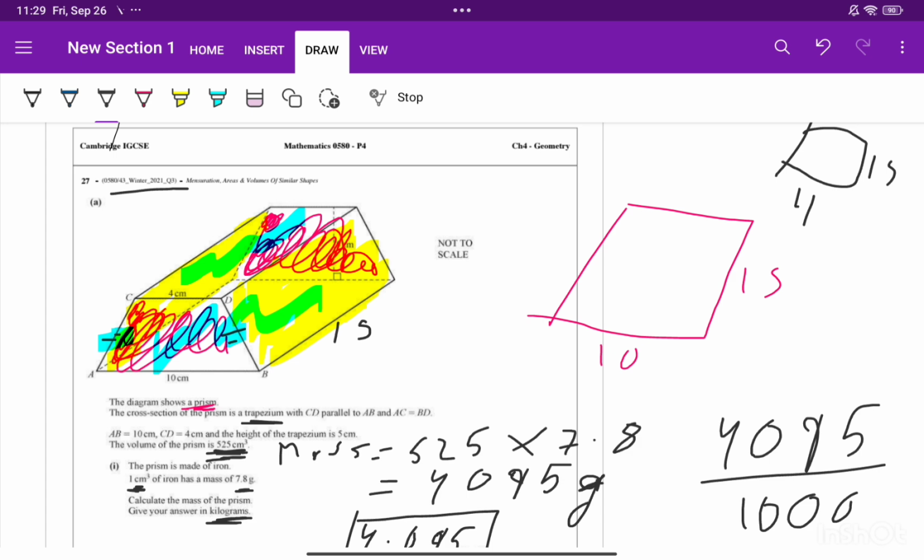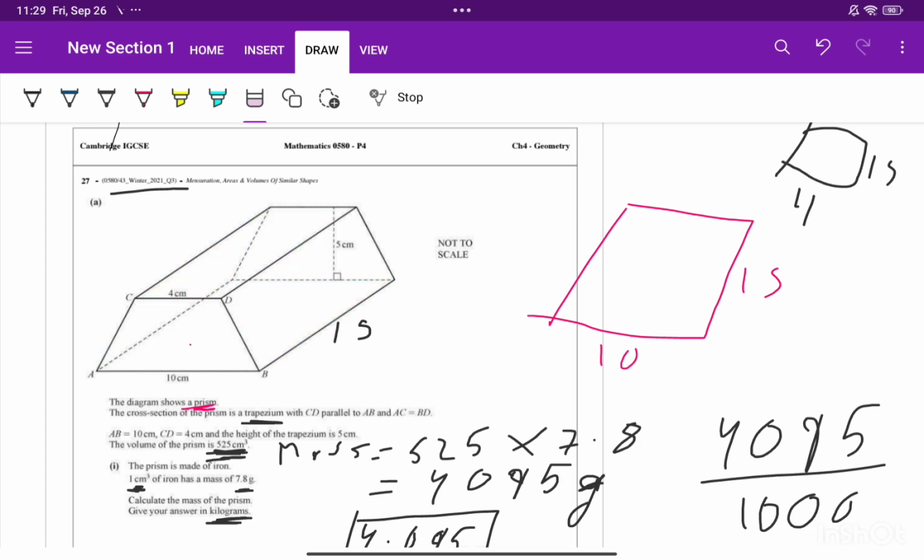Okay, so this is a little bit tricky because we don't know this DB length, so we need to find that. So what we can do, we need to find DB and CA, which will be equal, and this height is 5, as is written over here, 5, and 10 minus 4 is 6. So to find DB, we will do 5 square plus 6 square, which will give us under root 34.